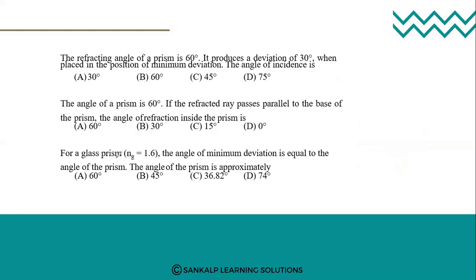So next question here, students, for a glass prism, the refractive index is given for the glass prism as 1.6. The angle of minimum deviation is equal to the angle of the prism. So here what they have given, for the glass prism, the angle of minimum deviation is equal to the angle of the prism. So angle of minimum deviation is delta m, and angle of the prism is A. Then the angle of the prism is approximately. So what is the value of the angle of the prism?